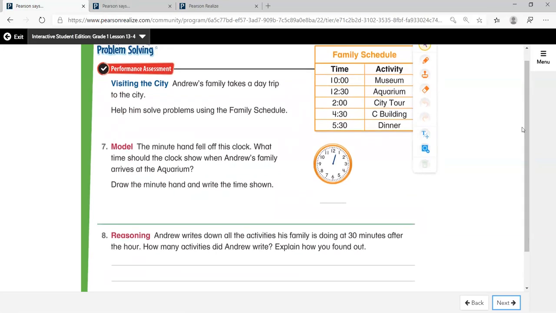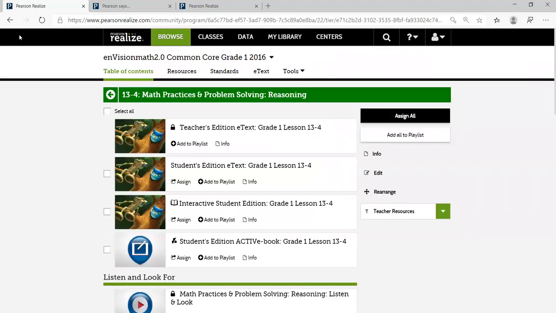7 and 8. So now it's your time to practice using your schedule. Remember, if they're asking us for a time that comes before, we're going backwards on our chart. If they're asking for a time that comes later, we move forward on our chart.